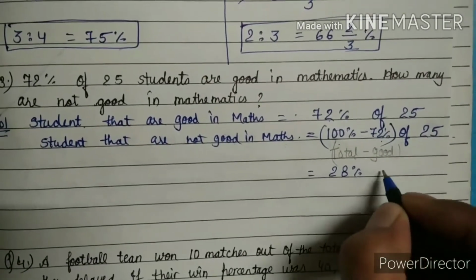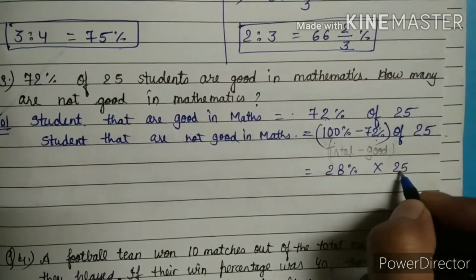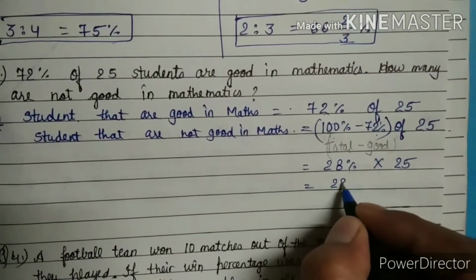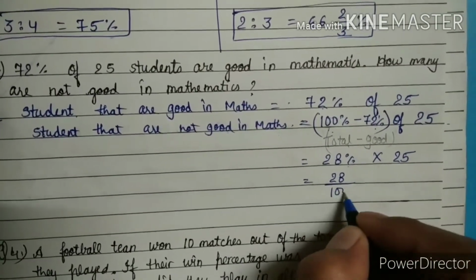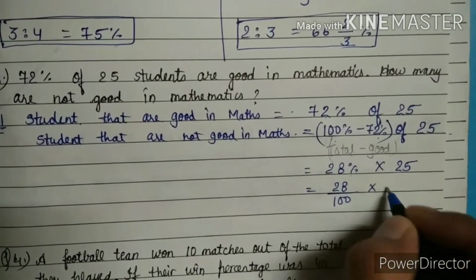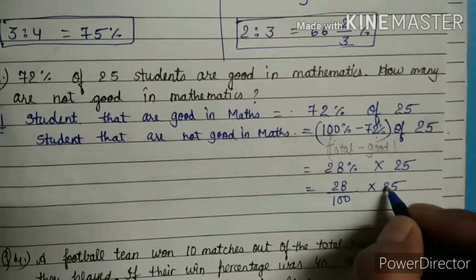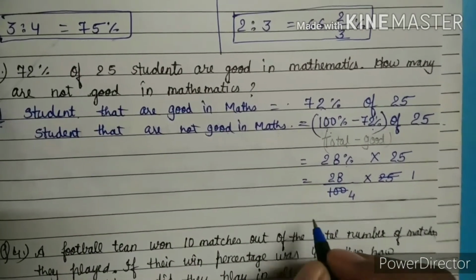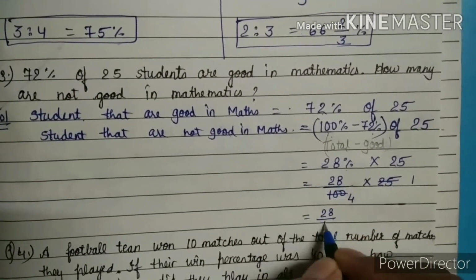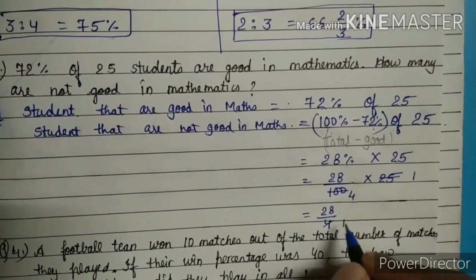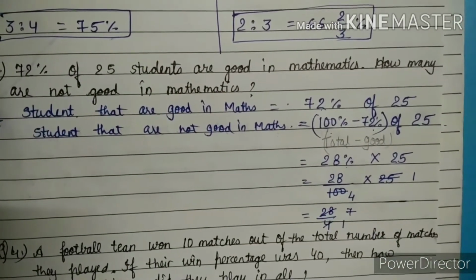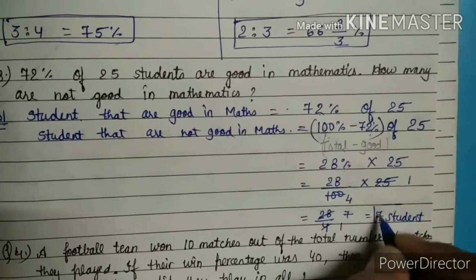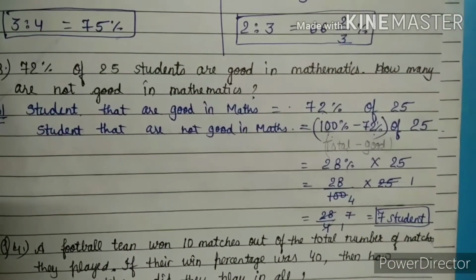In place of "of" we will put multiply, and 25 as it is will come. Now we have to remove this percentage symbol. For removing percentage, we have to divide by 100, and 25 will come. 25 1s are 25, 25 4s are 100. Now we have 28 by 4. So 4 1s are 4, 4 7s are 28. So how many students are not good in maths? 7 students are not good in maths.